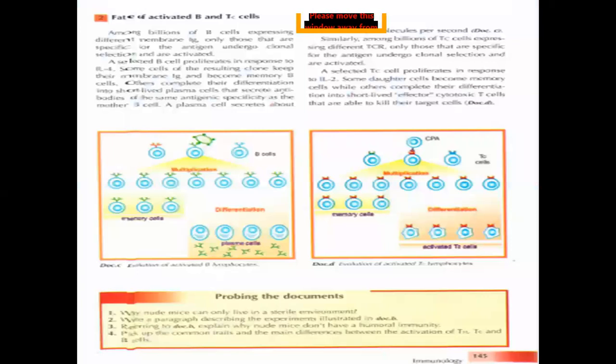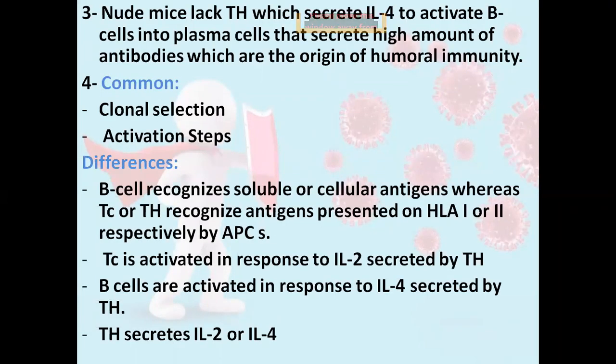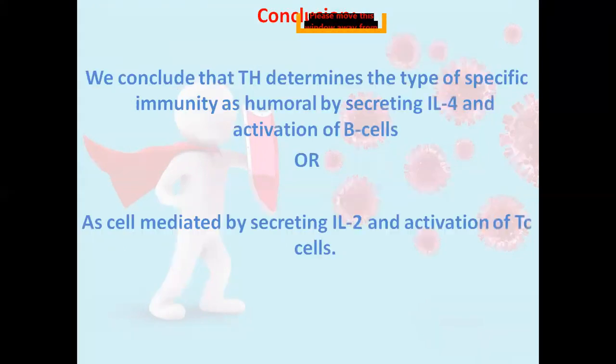43. What do they need? They need, referring to document B, to explain why nude mice don't have a humoral immunity. We said that nude mice lack T helper, so they lack the T4, interleukin 4. Interleukin 4 will enhance the proliferation or the activation of B lymphocytes into plasma cells, and thus its absence will prevent the secretion of antibodies, which is the humoral immune response.